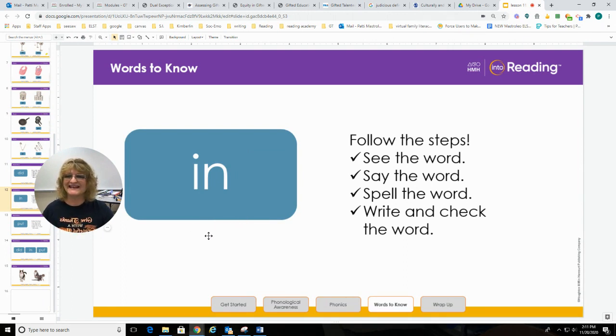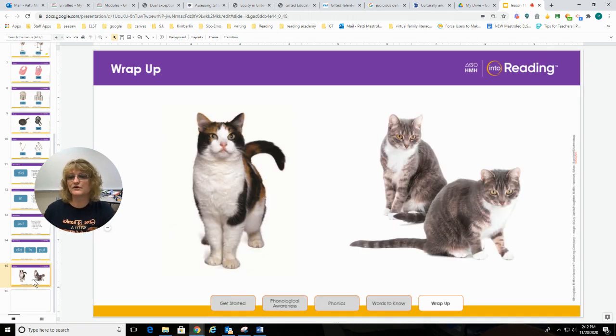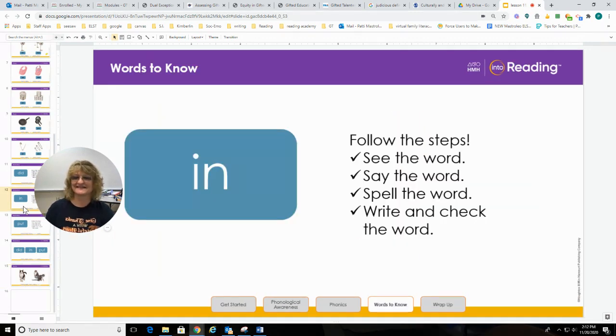All right, let's try the next one. This is the word in. See the word? In. Say the word. Okay. Let's spell the word. I-N, in. So just two letters. So let's see. How about we go I, N spells in, I, N spells in. Did you get it? All right. Got your paper? Write the word in. I put my toy in my box. In. Let's check it. I, N spells in. Good job.